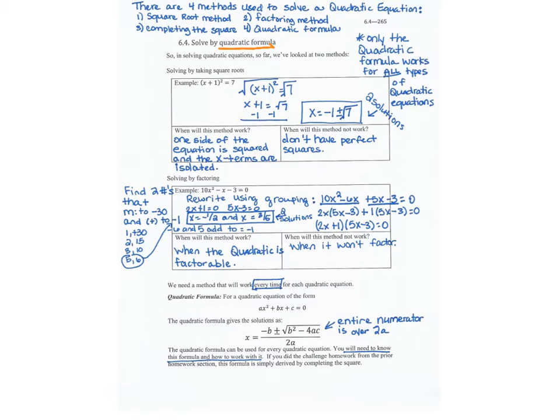If you look at the top of the page, it says there are 4 methods used to solve a quadratic equation. We have the square root method, completing the square, the factoring method, and the quadratic formula. Only the quadratic formula works for all types of quadratic equations. And when we say all types of quadratic equations, that means we could end up with real roots or we could end up with imaginary roots.